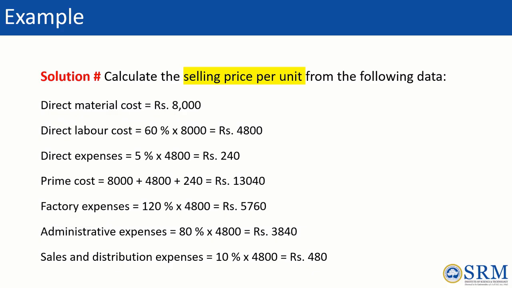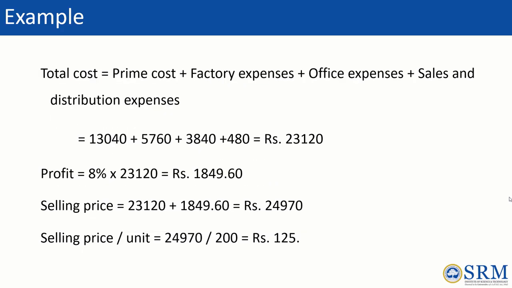Then administrative expenses, which is 80% of the direct labor cost, will be 3,840. Sales and distribution expenses are 10% of the direct labor cost, which is rupees 480. So total cost is prime cost plus factory expenses plus office expenses plus sales and distribution expenses, which put together will get rupees 23,120. And next, calculating our 8% profit target gives us 1,849.60 rupees.